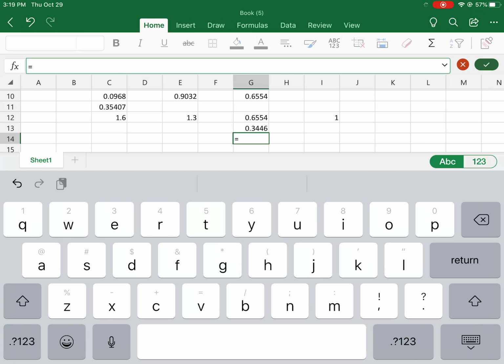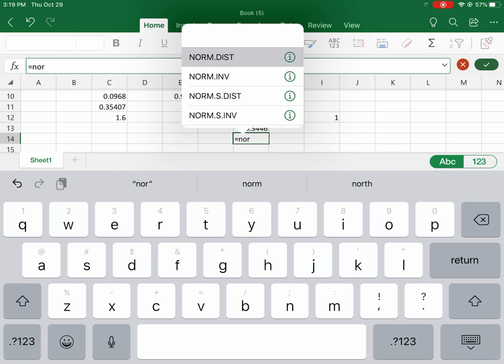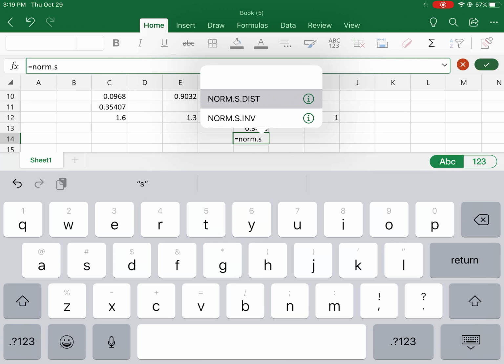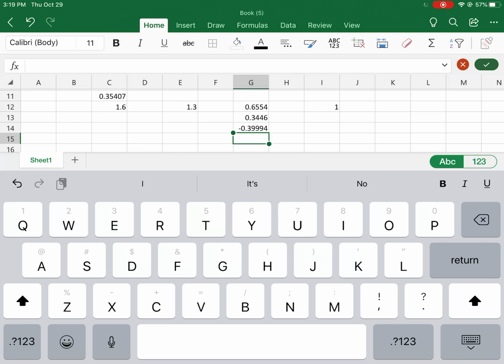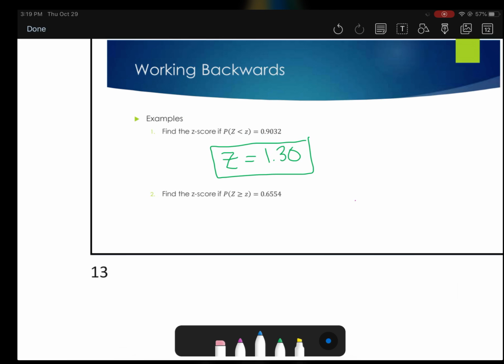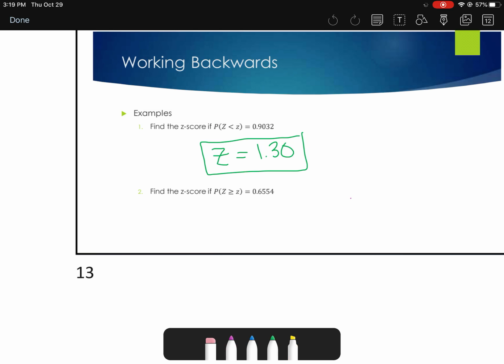Okay. So there's my probability. So now we're going to go ahead and use that for our z-score. So equals, or sorry, our probability. So norm.s, here's the inverse, here's my score we want to use, and now I hit enter. Okay, so again, I'm going to make sure I round that. So in this case, z was equal to negative 0.40.